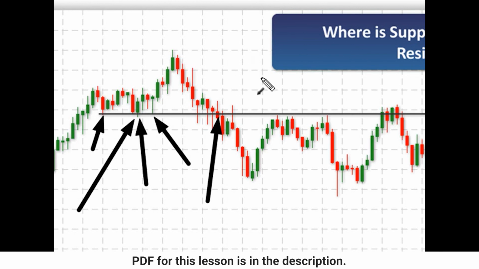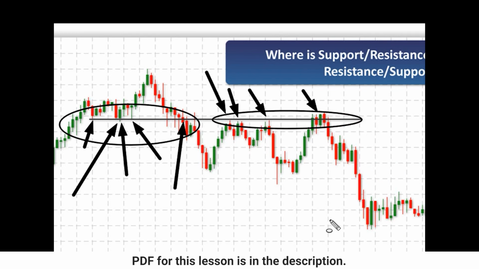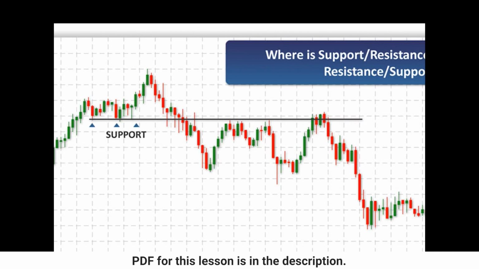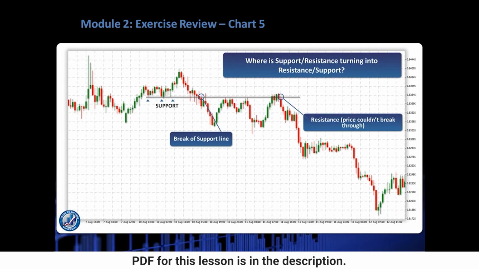Now after the line has been broken, we have many attempts for price to break up above it, but it cannot. Therefore the support line here, once broken through, acts as resistance. So once the support line has been broken, the line now acts as resistance because price is now below the line, and price could not break up through it and bounced off it and carried on going down.